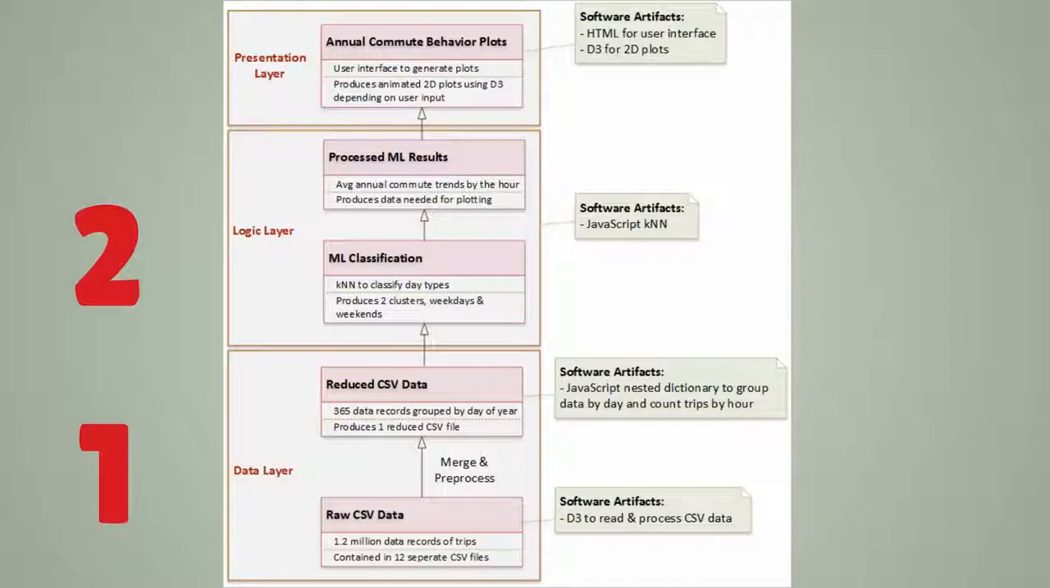The goal was to classify the data into two clusters, one for weekdays and another for weekends. Once we have the two clusters of classified data, we average each cluster to produce the annual average commute behavior needed for the plotting. Third and finally, the presentation layer provides an HTML interface that produces the annual commute behavior 2D plots depending on user input.